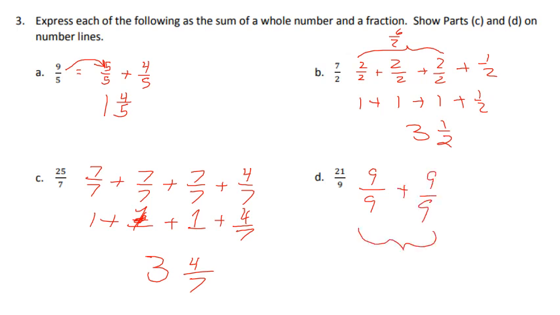And I know 9 ninths and 9 ninths would be 18 ninths. And that means I'm going to have 3 ninths left over. So that equals 1 plus 1 plus 3 ninths. So that would be 2 and 3 ninths.